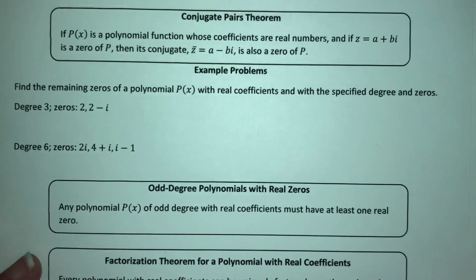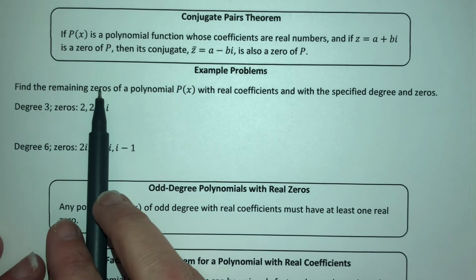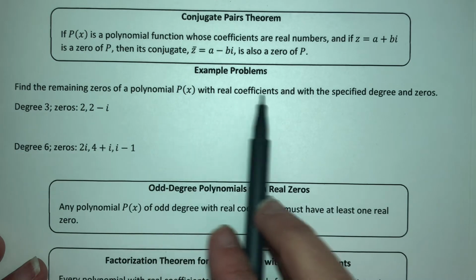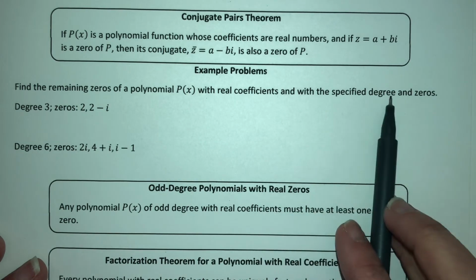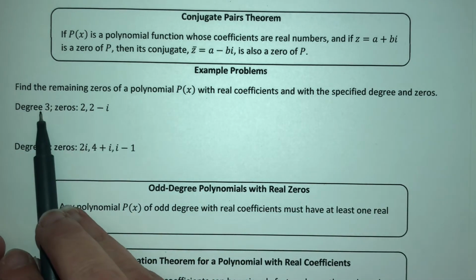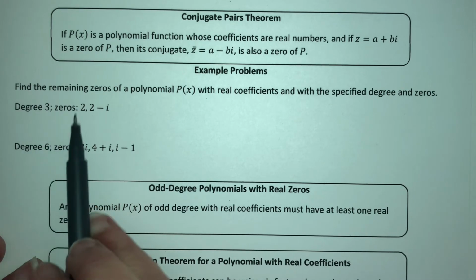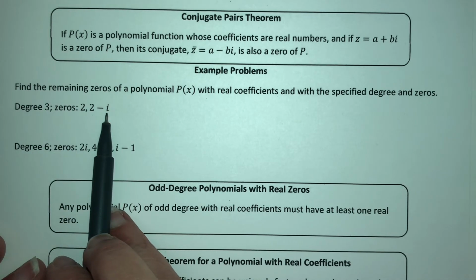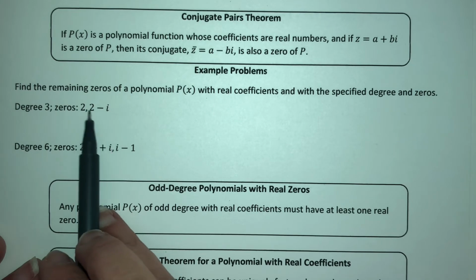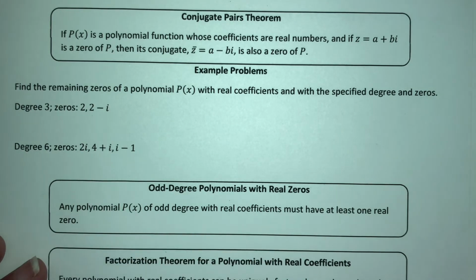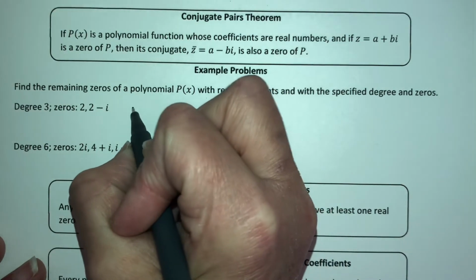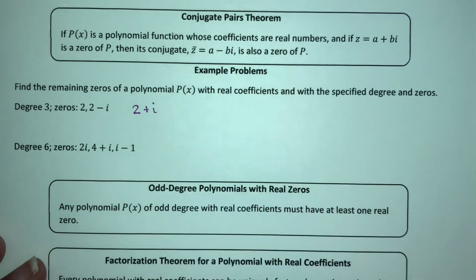Start off with a couple of easy problems. Find the remaining zeros of the polynomial with real coefficients and with the specified degree and zeros. So I have degree 3, so I should expect 3 answers. I'm given 2, I'm asked to find the third. Well, here I have one complex solution, so the other one is going to be what we call its conjugate pair, and it's just going to be 2 plus i. Because if you have one complex solution, you have the other. And that does bring me up to 3 zeros, so I'm done.